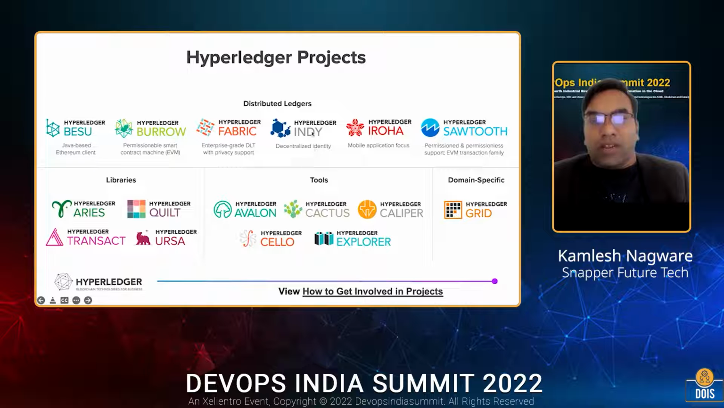Then Hyperledger Indy, which is especially for identity management use cases. Iroha for lightweight mobile blockchain networks, and then Sawtooth for supply chain specific use cases. Then libraries for this. I will talk about this in detail later in my presentation. So typically, the Hyperledger Greenhouse has a number of projects.